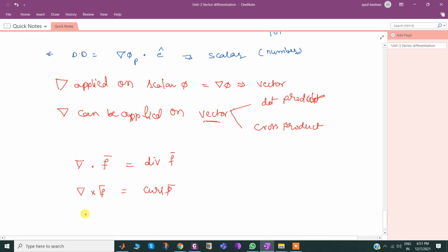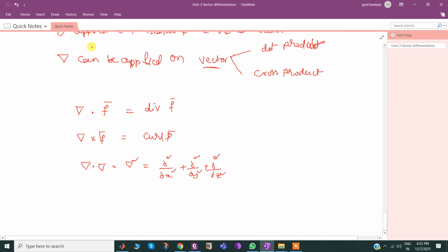If the same del is applied on another del, that is del dot del, which is equal to del square, which is nothing but dou square by dou x square plus dou square by dou y square plus dou square by dou z square. This is del square. Soon after that, we may study triple products also. First, let me finish this concept.